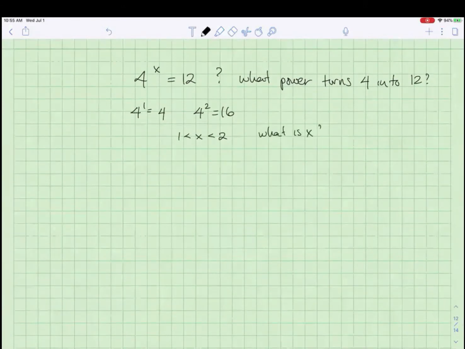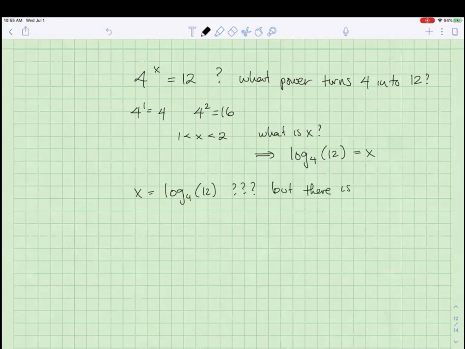Well, even though I don't know what that number is, I can still express it. x is log base 4 of 12. It's the power that turns 4 into 12. That's what x is. And then, ideally, we're supposed to be able to use our calculator to evaluate log base 4 of 12. But there is no log base 4 button on the calculator. So, what are we to do?